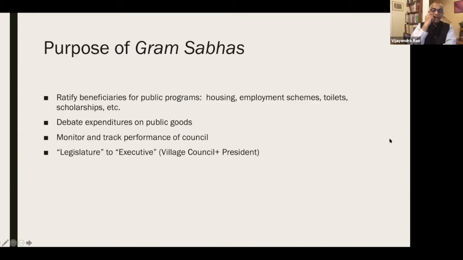What is the purpose of the Gram Sabha? It's to ratify beneficiaries for public programs. There's various types of methods of picking beneficiaries, usually with a means test survey. But the Gram Sabha then decides whether that list makes sense, whether these people are in fact deserving.